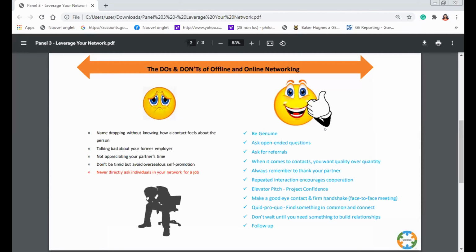So some of the do's here, which I just highlighted: be genuine, ask open-ended questions, ask for referrals, and the elevator pitch is something Kizita also hammered on. You have 2 minutes to talk about yourself when you meet somebody new, for example, or even if you're already in a job. We call it the elevator pitch.